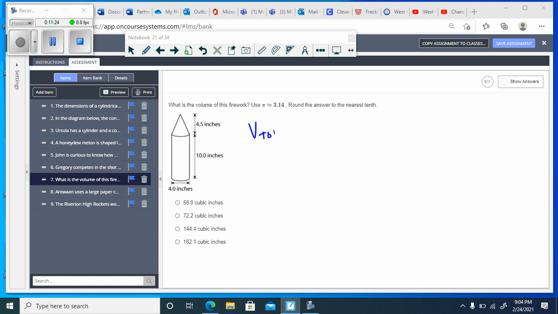The total volume would be equal to the volume of this, what's on top? A cylinder, and, I'm sorry, a cone, a cylinder on the bottom. What's on top? The cone, volume of a cone, all right? Cylinder, cone, all right? So let's find the volume of the cylinder, the one that's on the bottom. The volume of a cylinder is pi r squared h. We're using 3.14 for pi.